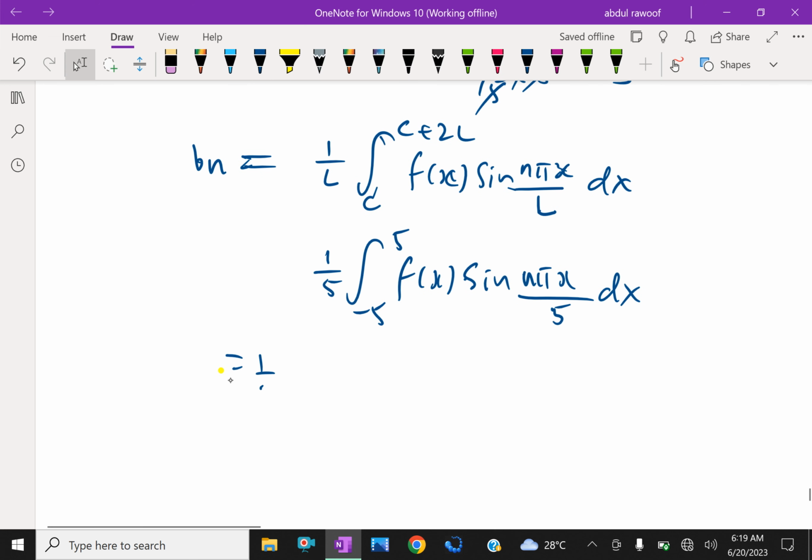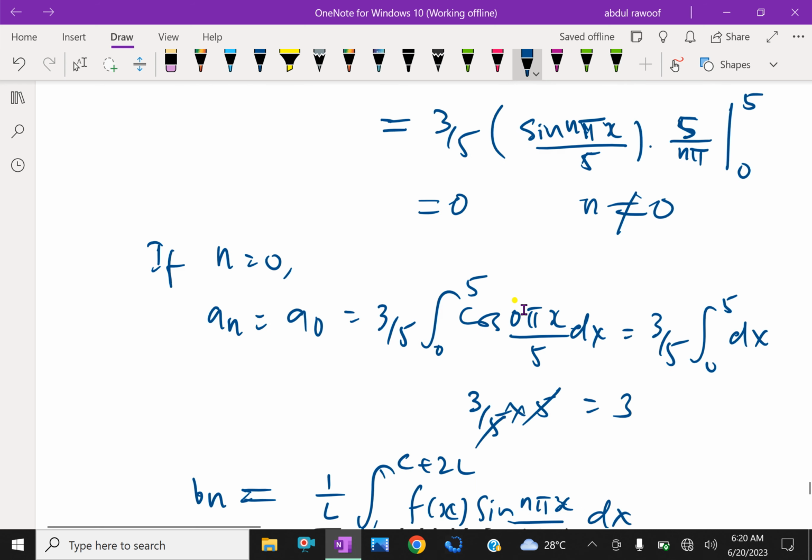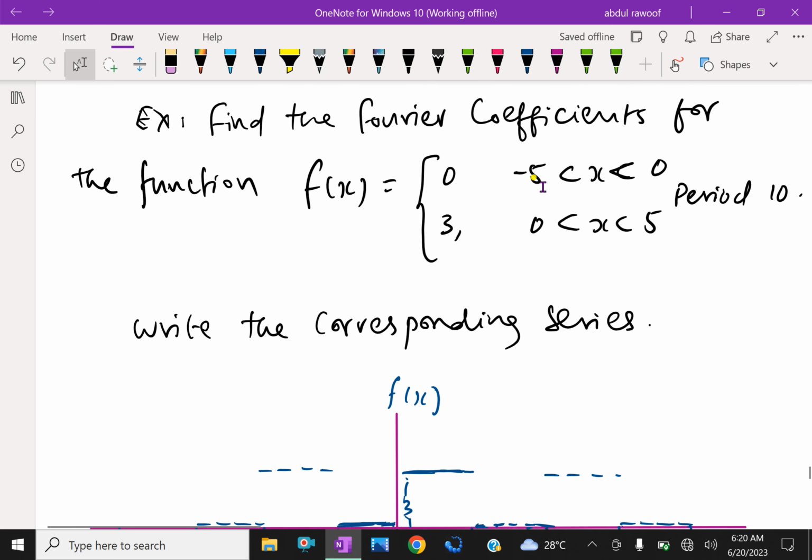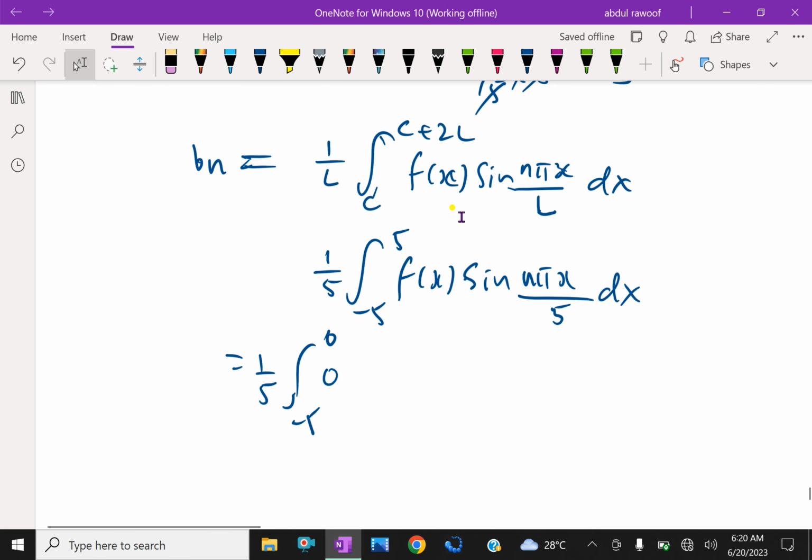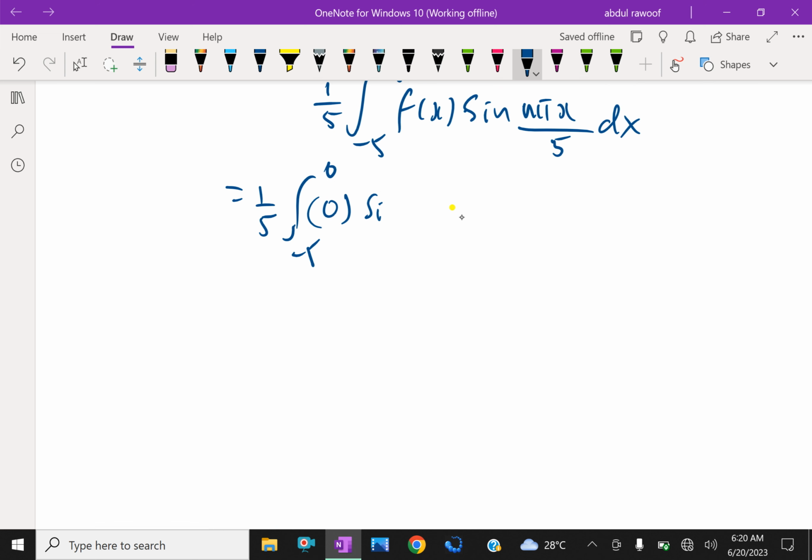Now we are applying 1 over 5. We are applying the piecewise function, splitting minus 5 to 5 into minus 5 to 0 and 0 to 5. The first limit is minus 5 to 0, where f of x is 0, so 0 times sine n pi x by 5 dx, plus the next limit 0 to 5, where the function f of x is 3, sine of n pi x by 5.